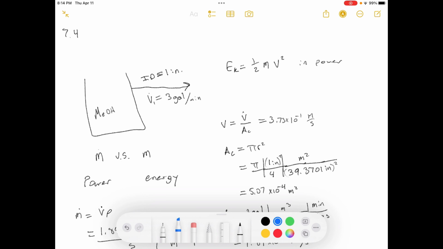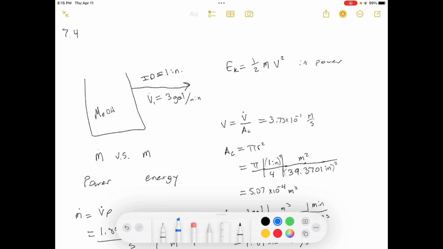Today we're working out of Elementary Principles of Chemical Processes, 3rd edition, and we're doing problem number 7.4. I'll go ahead and read the problem statement. It says liquid methanol is pumped from a large storage tank through a 1-inch inner diameter pipe at a rate of 3 gallons per minute. At what rate in (1) foot-pounds force per second, and (2) horsepower, is kinetic energy being transported by the methanol in the pipe.